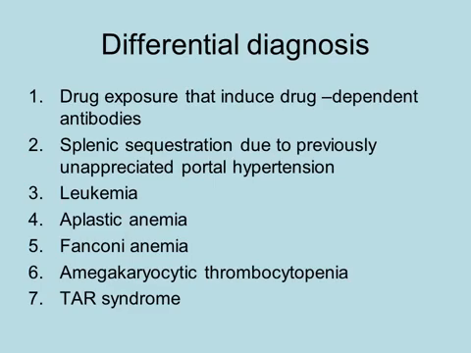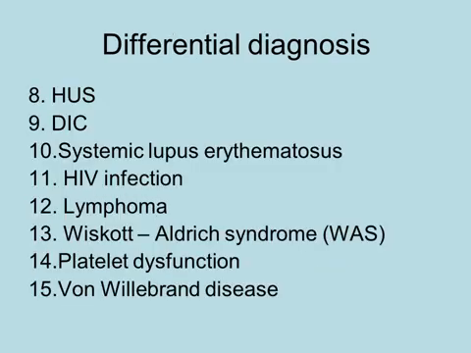Differential diagnosis should be done from drug-induced thrombocytopenia, which means a drug-dependent antibody, splenic sequestration due to previously unappreciated portal hypertension, leukemia, aplastic anemia, Fanconi anemia, megakaryocytic thrombocytopenia, thrombocytopenia abscess, hemolytic uremic syndrome, DIC, SLE, HIV infection, lymphoma, Wiskott-Aldrich syndrome, platelet dysfunction, and von Willebrand disease.